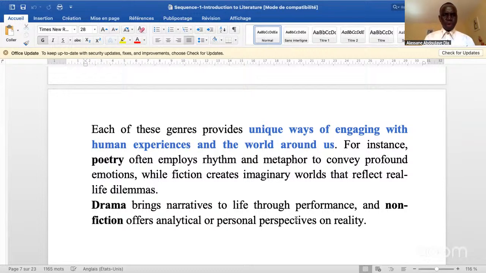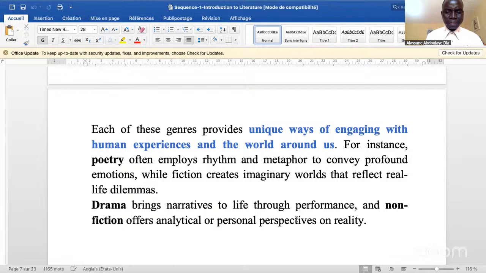Now, what about drama? Drama brings narrative to life through performance. Drama brings narrative. So in drama, there is a narrative. There is a text in drama, but that text communicates more physically, because poetry is supposed to be read, drama is supposed to be performed.